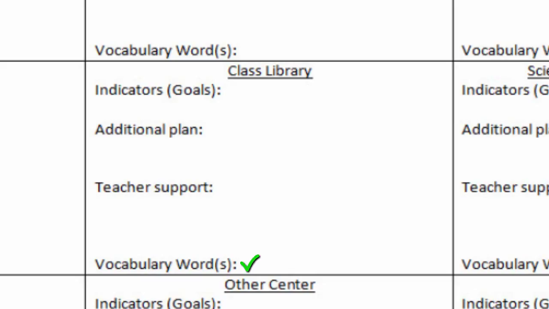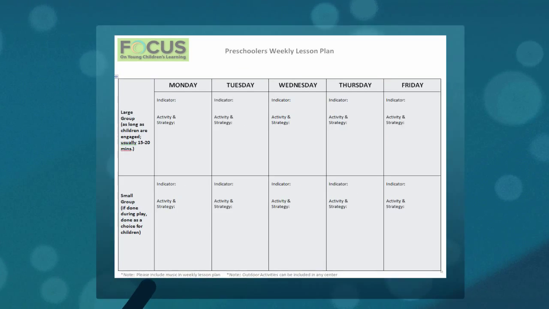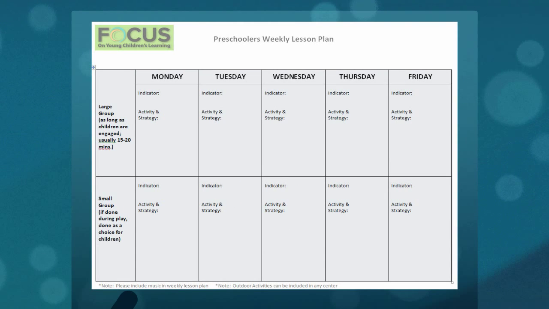And finally, vocabulary words are words to work into the conversation in that learning center. For example, in the block area, if measuring tapes are added to measure structures that have been built, measure would be a good vocabulary word to include under blocks. As you know, everything on the lesson plan relates back to the observations and documentation and the New Mexico Early Learning Guidelines. This is the second page of the preschooler's weekly lesson plan.